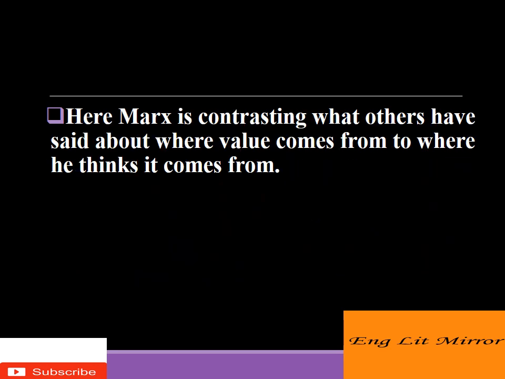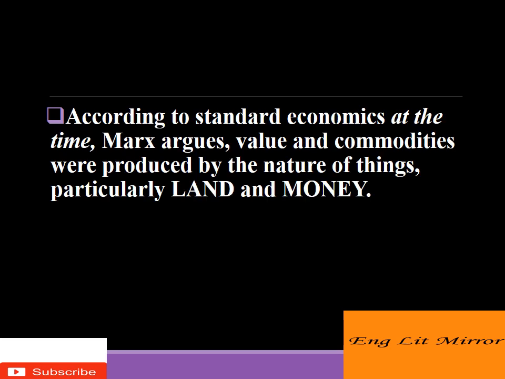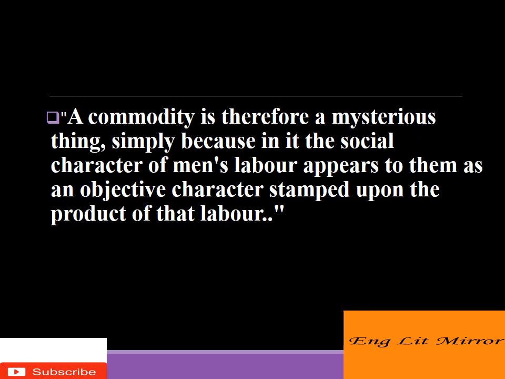Here, Marx is contrasting what others have said about where value comes from to where he thinks it comes from. According to standard economics at the time, Marx argues value and commodities were produced by the nature of things, particularly land and money. Marx argues that these things can have no value because they have no vitality, no ability to change. A commodity is therefore a mysterious thing, simply because in it the social character of men's labor appears to them as an objective character stamped upon the product of that labor.